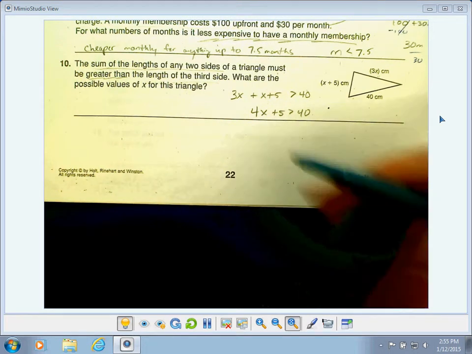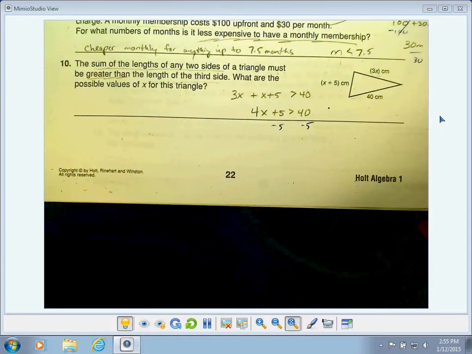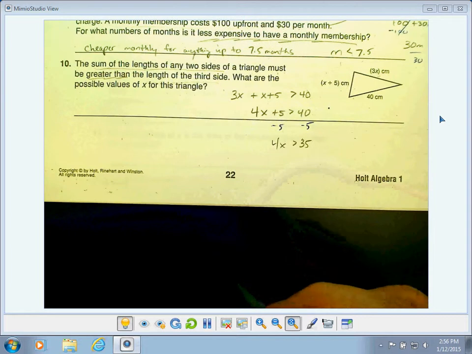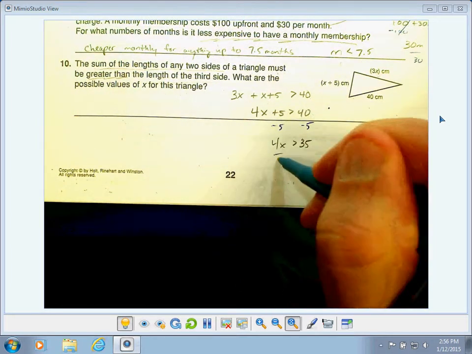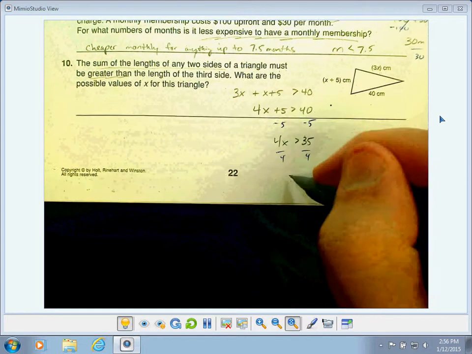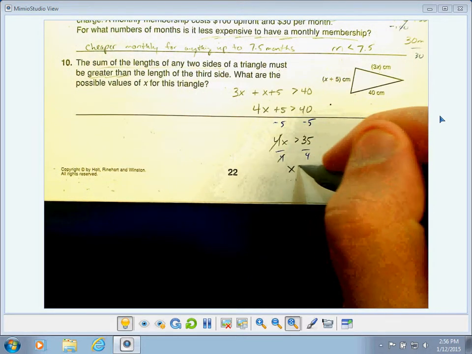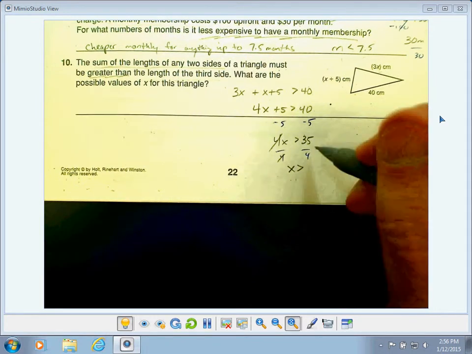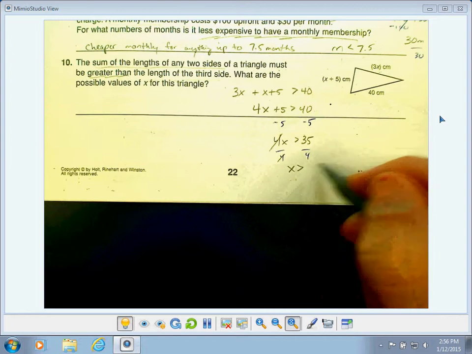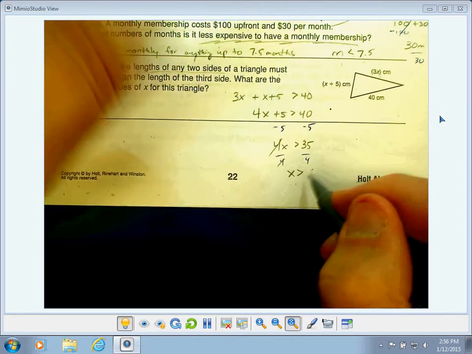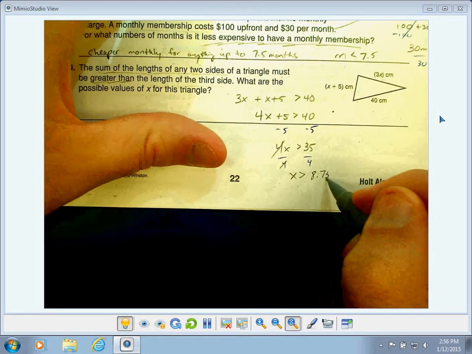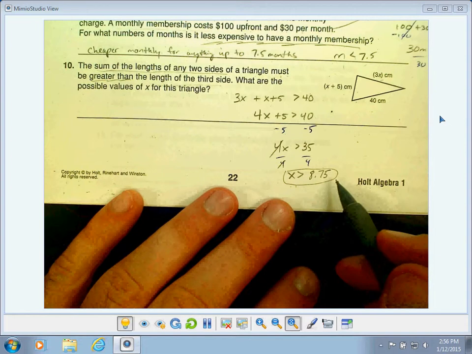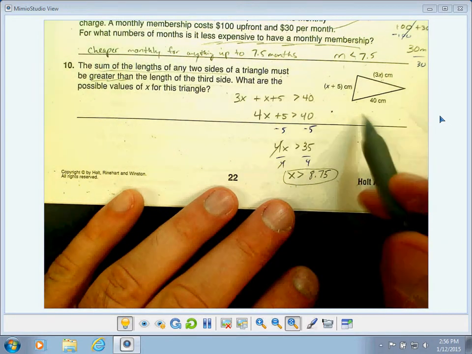Now I'm going to subtract the 5 away. 4x greater than 35. And then finally I'm going to divide by 4. The 4's cancel. x is greater than, well, 35 divided by 4 is not quite 9, it's a decimal. It's going to be 8.75. So what I'm saying is that as long as x is greater than 8.75, this picture can be true.